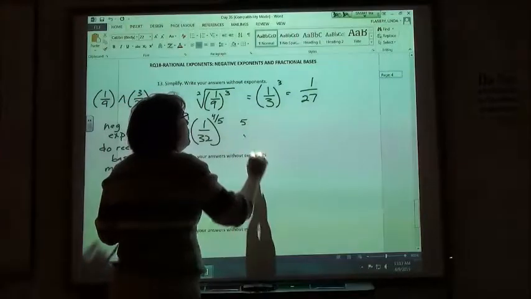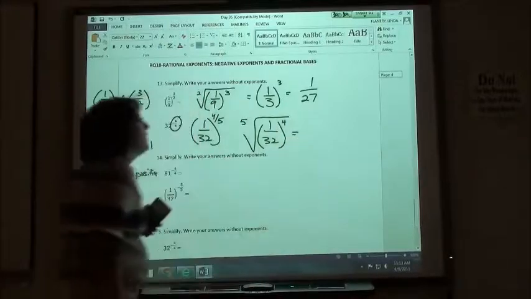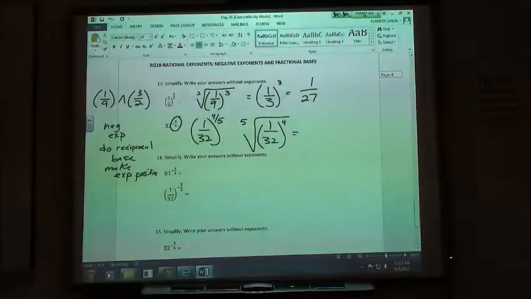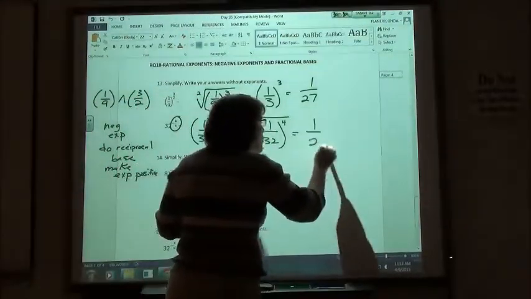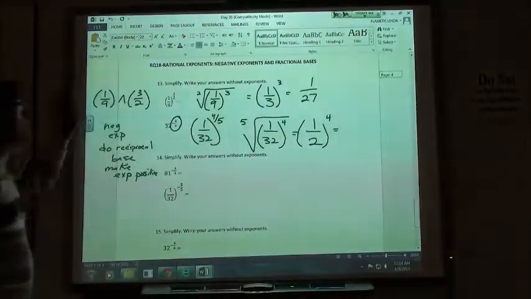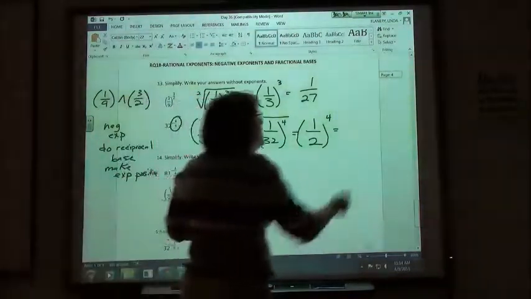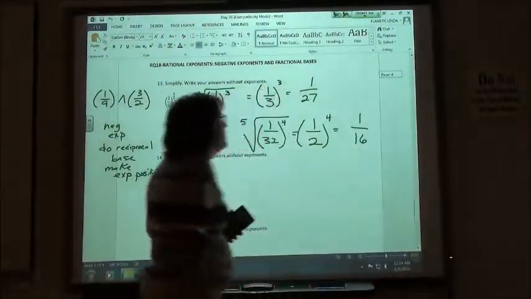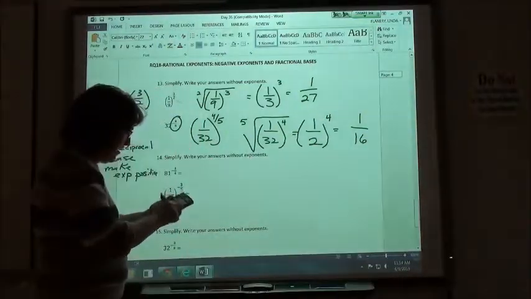So I'm going to do the 5th root of 1/32, raised to the 4th power. So I think about the 5th root of 32. Well, on those previous problems, we did 2 to the 5th power. 2 to the 5th power was 32. So the 5th root of 1/32 is 1/2. I'm then going to raise it to the 4th power. Again, we did 2 to the 4th power, which was 16. So I'm going to get 1/16. So 32 to the negative 4/5 should be 1/16.